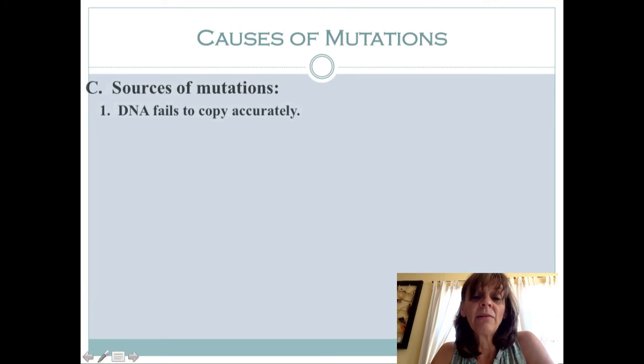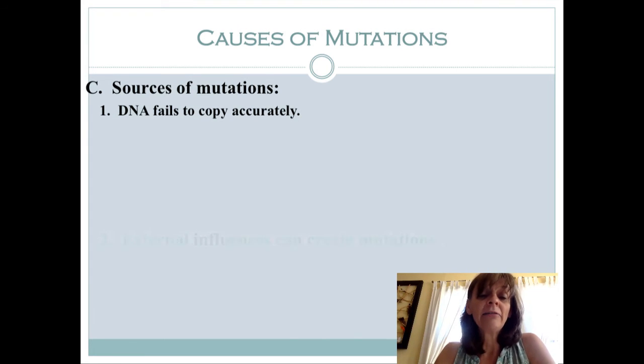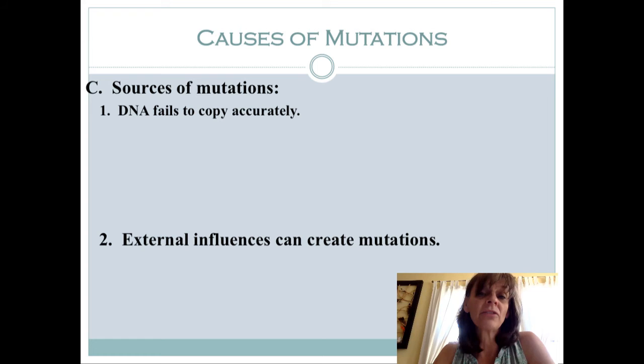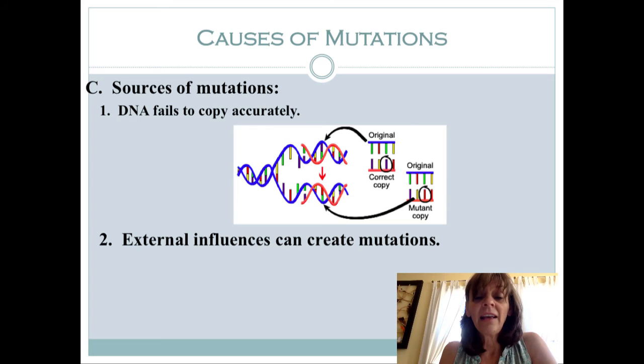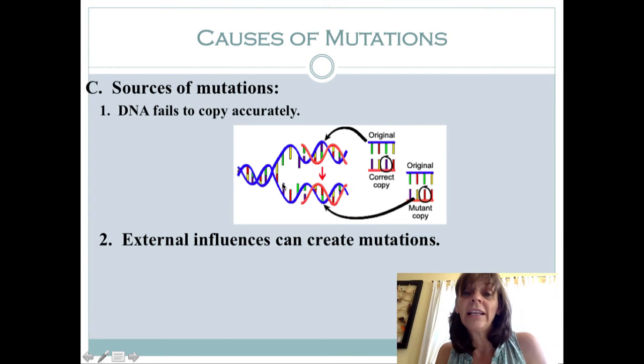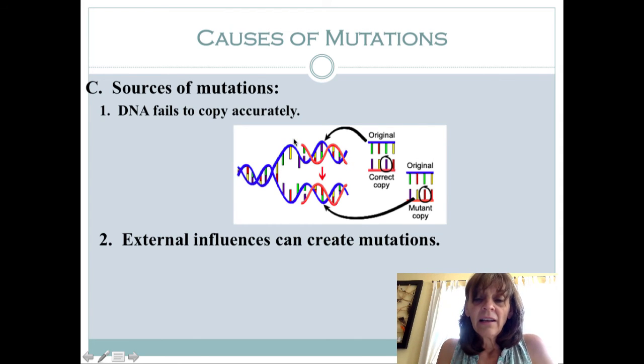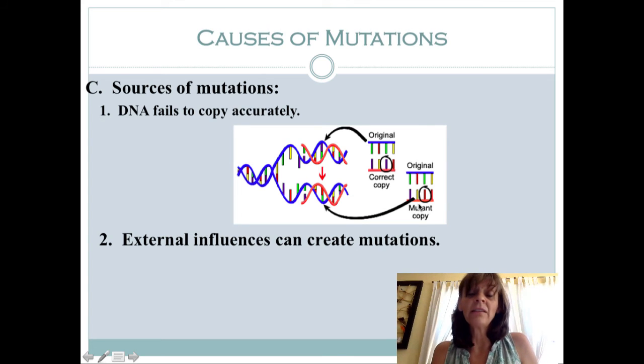Causes of mutation come from a few locations. DNA can fail to copy accurately, or there can be external influences. So DNA, when it's copied, it unwinds to expose the individual base pairs, the cytosine, guanine, adenine, and thymine, and then it gets replicated. And in this case, there might be a mutation. One of the base pairs might be wrong, and that might cause something positive, negative, or nothing really important at all. There's external influences that can cause mutations as well.